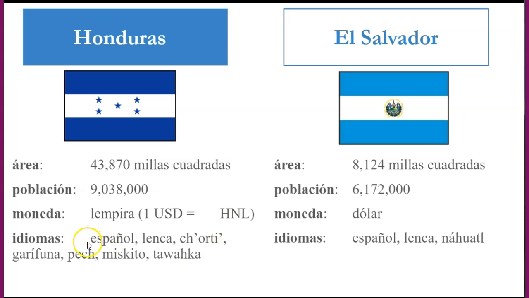Both countries speak Spanish, but they have also native languages. In Honduras, they have all these languages. Some of them are Mayan languages and from other families. In El Salvador they have Español, Lenca, and Nahuatl as languages they speak in the area.